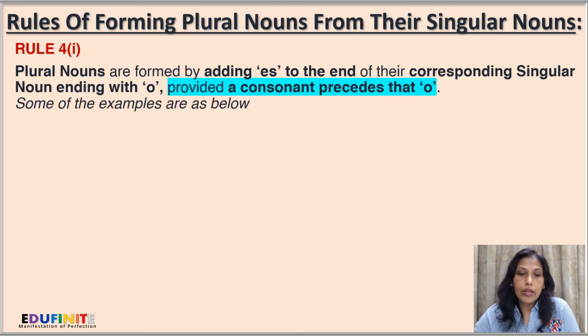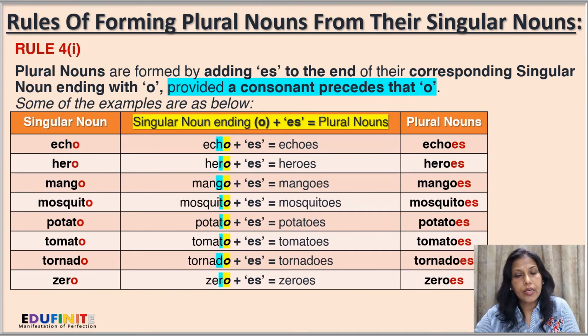Now, the singular noun echo, here it ends with O and it is preceded by a consonant H. So to make it plural, we just add ES to it. So it becomes echoes. Next, hero, that also ends with O and has a consonant preceding it, R. So we have to add ES to it and it becomes heroes.